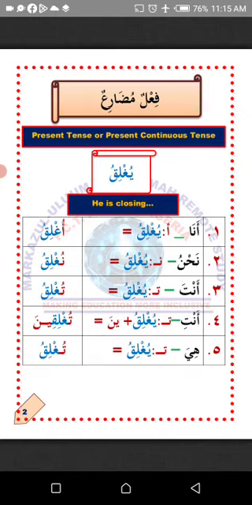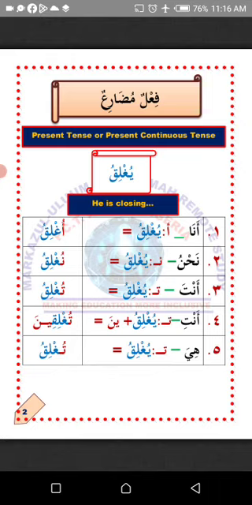Ithnan, number two, nahnu, we. So how do we change the verb yugliku to suit nahnu? All you need to do is to detach ya'un and attach nunun. So the verb yugliku will now become nugliku, which means we are closing. Thalatha, number three, anta, you, representing a single male person. So how do we change the verb yugliku to suit anta? All you need to do is to detach ya'un and attach ta'un. So the verb yugliku will now become tugliku, which means you are closing.